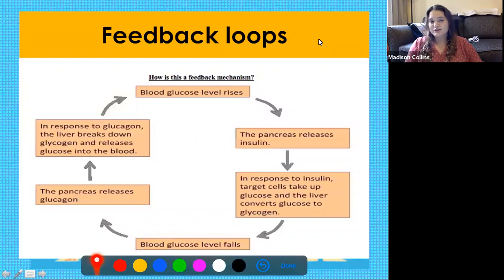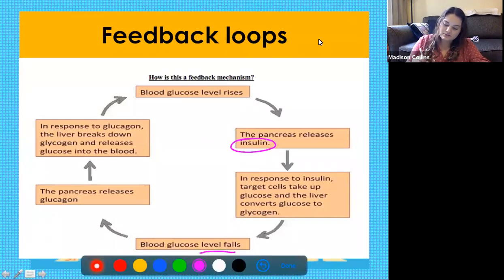So one example of how this works is when your blood glucose levels rise. When your blood sugar gets too high, your pancreas is going to notice that and release insulin. In response to that insulin, the cells of your body are then going to take up glucose out of the blood, and the liver is going to start converting that glucose to glycogen to store it for later. Because of that, your blood glucose levels fall. Cells take up glucose.